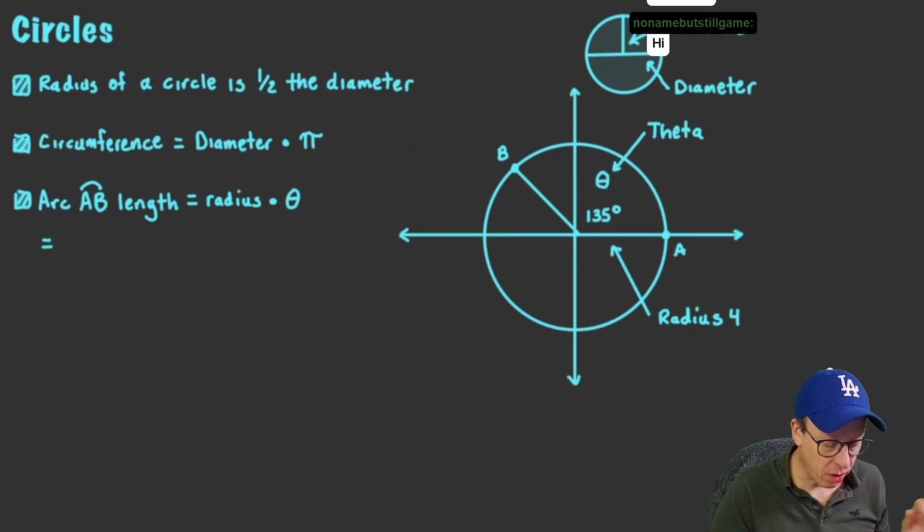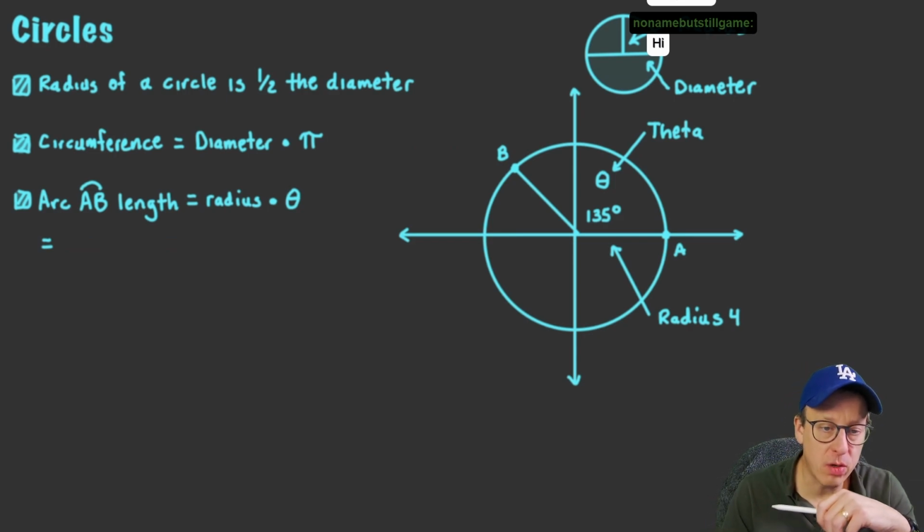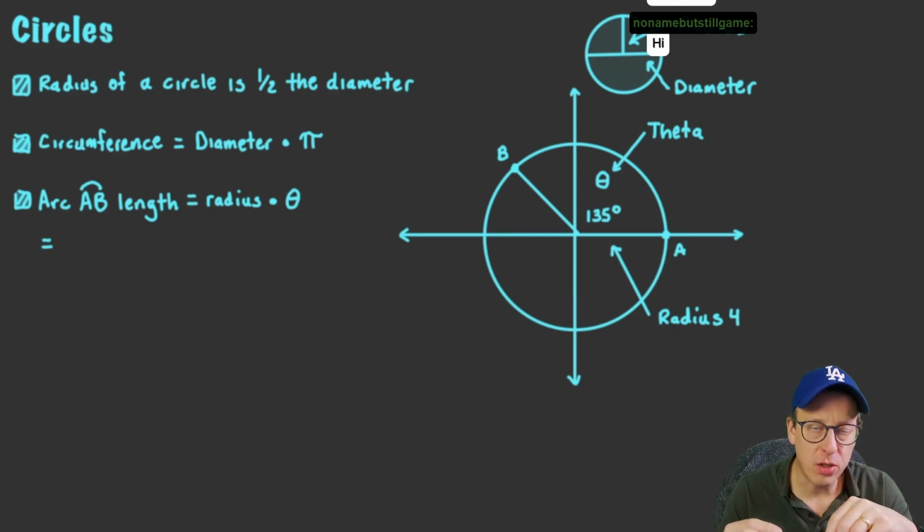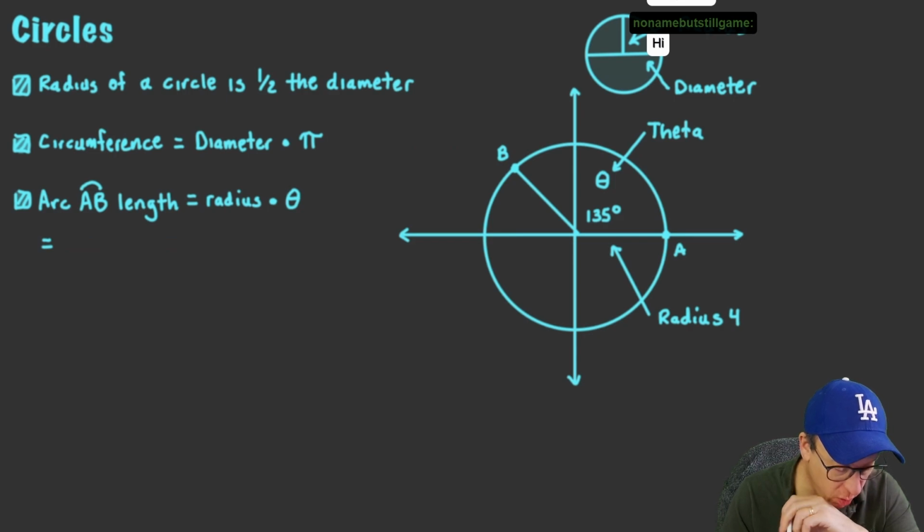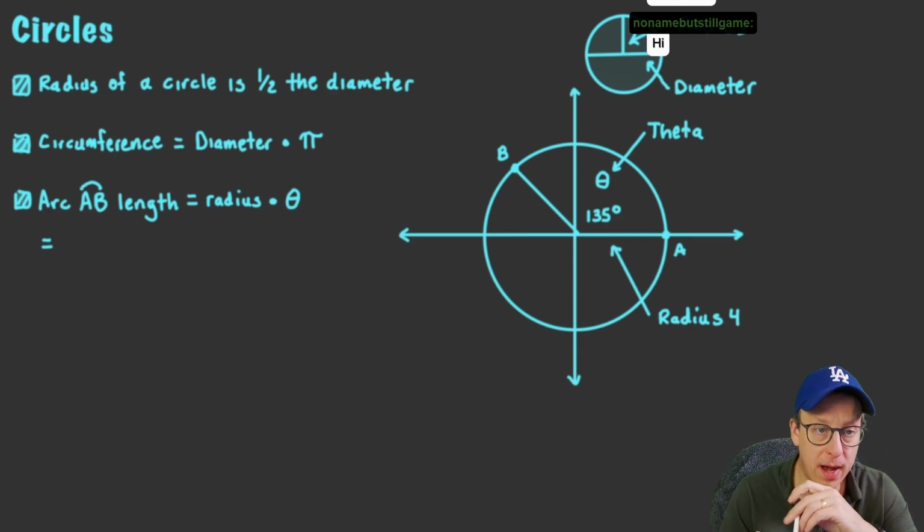In regards to circles, the radius of a circle, of course, is going to be 1/2 of the diameter, and the circumference is going to be equal to the diameter times pi. And if you wanted to calculate the arc length, you are just going to multiply that times the radius times whatever theta would be in this situation.